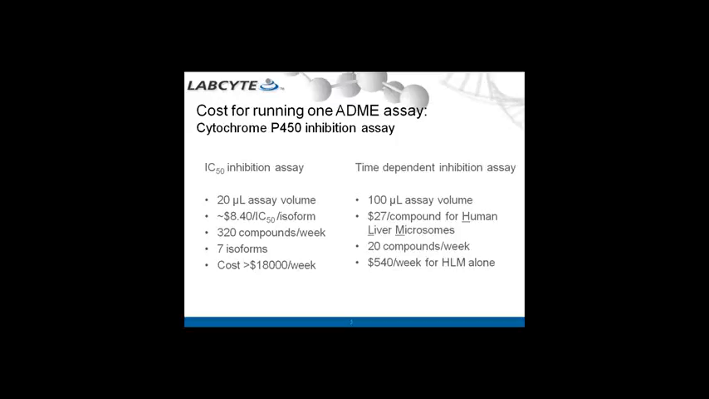Another important CYP inhibition assay is the time-dependent inhibition assay. A compound with time-dependent inhibition could cause clinically relevant drug-drug interaction. For running time-dependent inhibition in a 100 microliter assay volume, you're expecting to spend $27 per compound just for enzyme alone. If you run 20 compounds per week, you can expect to spend $540 per week on human liver microsome.